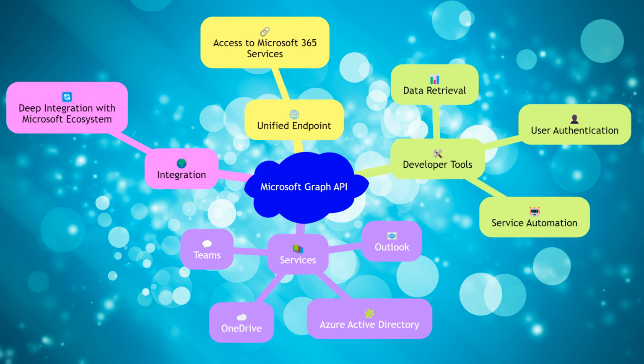Microsoft Graph is a powerful API that provides a unified endpoint to access a wide range of Microsoft 365 services. It allows developers to interact with data from services like Azure Active Directory, Outlook, OneDrive, Teams, and more. By leveraging Microsoft Graph, developers can build applications that integrate deeply with the Microsoft ecosystem, enabling functionalities such as user authentication, data retrieval, and service automation.